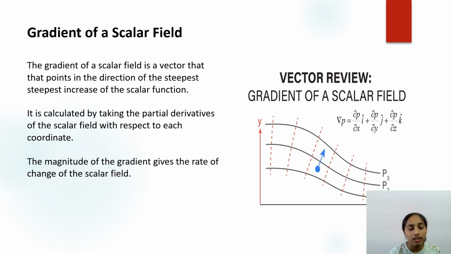The gradient of a scalar field is a vector that points in the direction of the steepest increase of the scalar function. It is calculated by taking the partial derivatives of the scalar field with respect to each coordinate. The magnitude of the gradient gives the rate of change of the scalar field. In this picture we can see the gradient of a scalar field. In this graph we can see how in this direction P3, P1, P2 move.